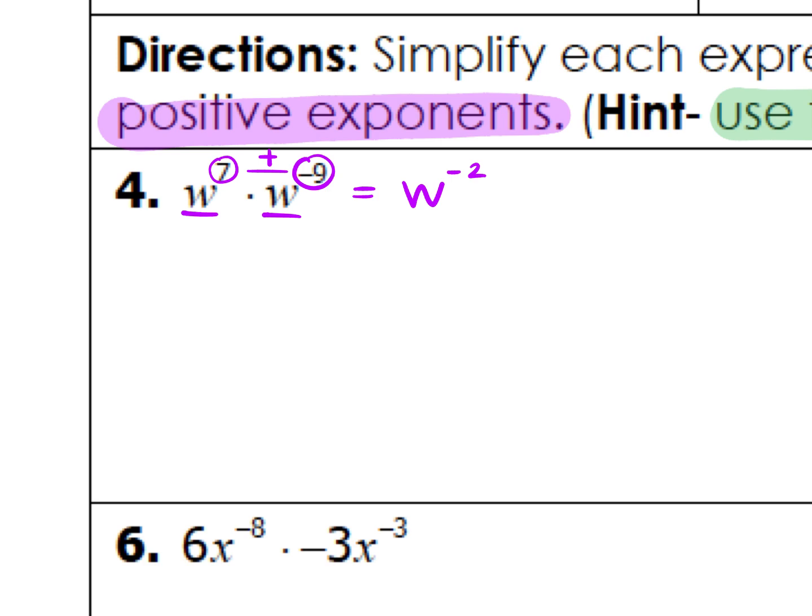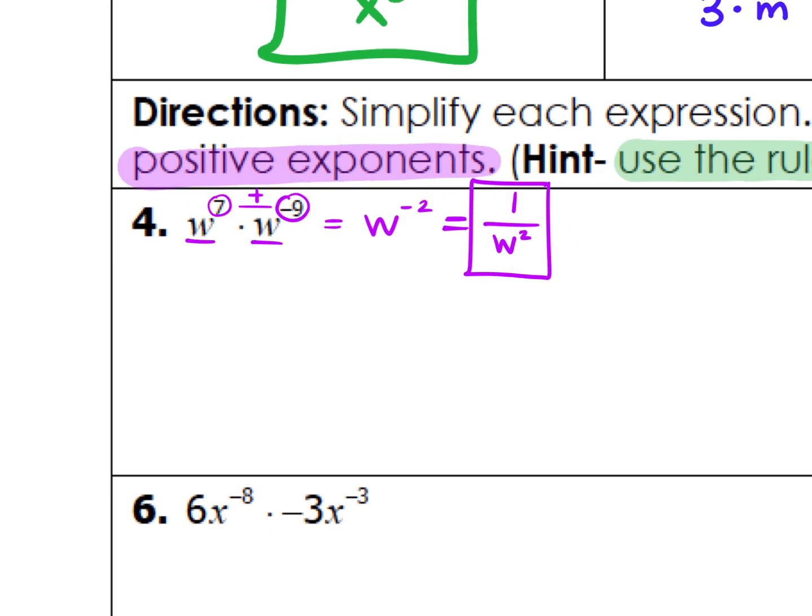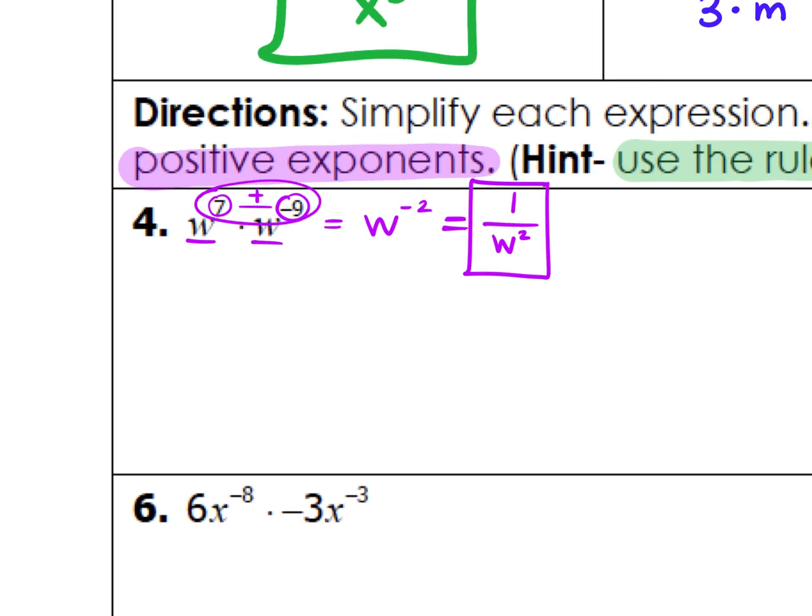What do you do with W to the negative 2nd power? Put that -2 under here. Not just the -2 though, right? The whole thing. So it's going to be 1 over, because there's nothing else left up top. So 1 over W to the 2nd power. Does that make sense? Okay, so do the addition first and then move it.